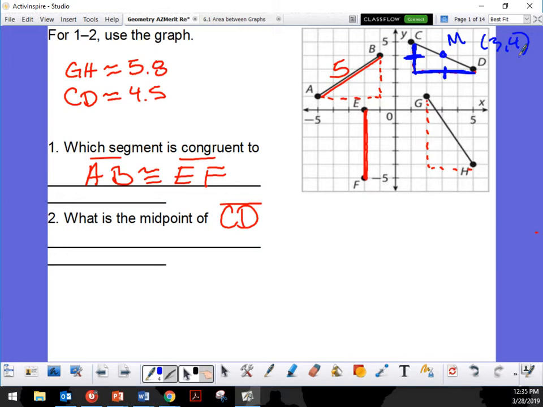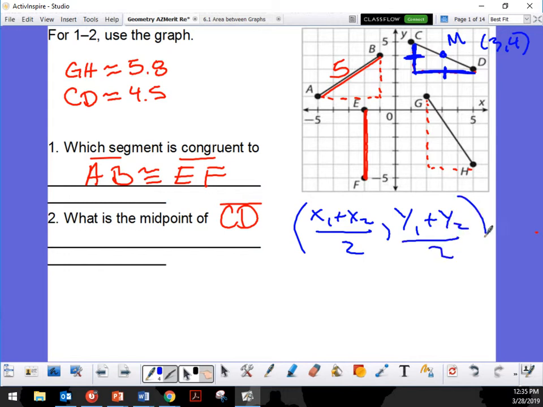Okay, halfway in between. All right, so now I'm going to show you guys the formula to go along with this. The formula is going to be x1 plus x2 over 2, comma, y1 plus y2 over 2, because this is going to be the midpoint in between two endpoints. It's a midpoint in between C and D in this case. So the x value for C is going to be 1, right?